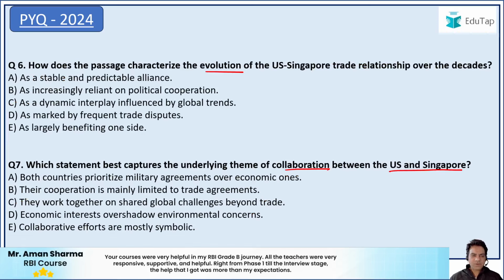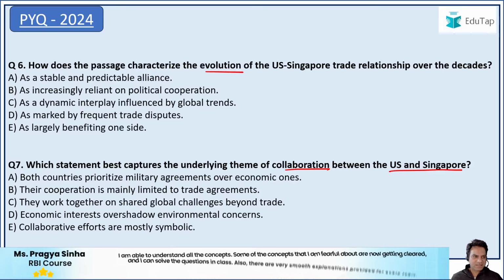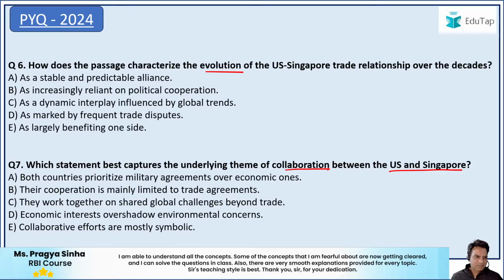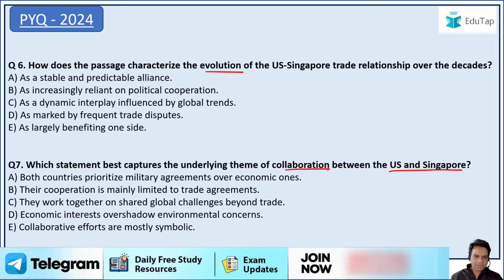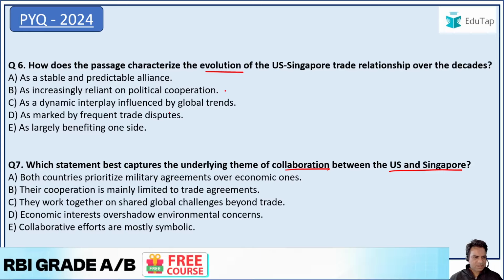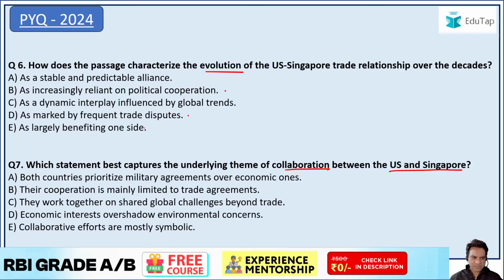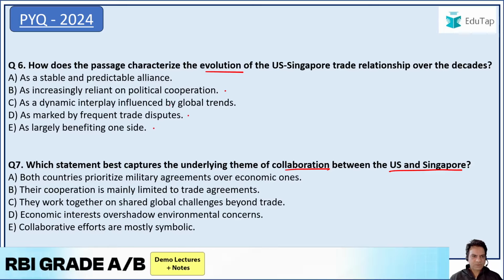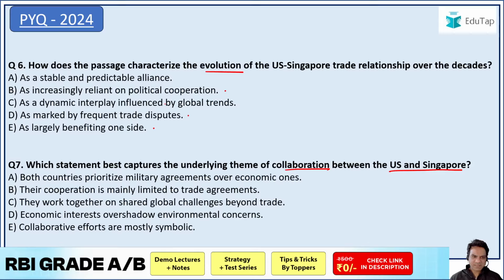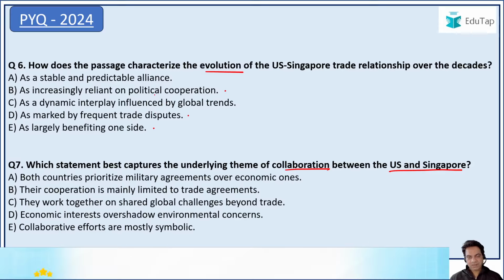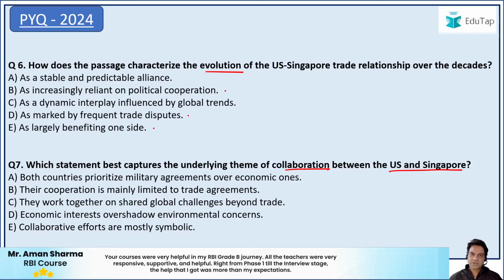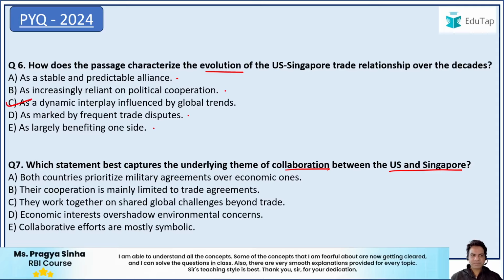Next, how does the passage characterize the evolution of US Singapore trade relations over the decades? As a stable and predictable alliance and increasingly reliant on political cooperation? No. As a dynamic interplay influenced by global trends? Yes. As marked by frequent trade disputes? No. As largely benefiting one side? No. So only option A or C could be correct. As a stable and predictable alliance, or as a dynamic interplay. See, they also mentioned they're looking to further grow their collaboration. So I think option C is the right answer. Their relationship can be described as a dynamic interplay influenced by global trends.